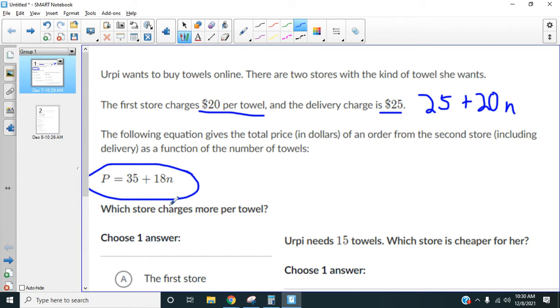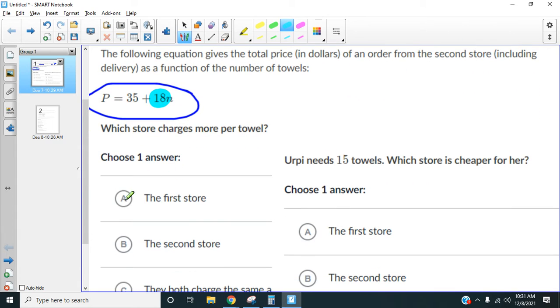Question is down below. Which store charges more per towel? The first one does, right? Easy enough. You can look right here at the slope. Right? That's your slope. That's your rate of change, right, Dean? There you go. So the first store charges more.